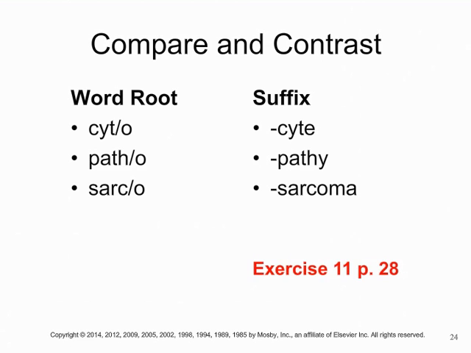Here I just want to draw your attention to word roots and suffixes that look very similar, and they mean the same thing for the most part. Cyto means cell, cyte means cell. Same thing with patho and pathy, they both mean disease. The only one that's slightly different is sarco means connective tissue, and sarcoma means a malignant tumor. So I kind of mentioned that on the last slide. We're going to find this throughout the textbook as well, where word roots and suffixes could mean the same thing. So it really just depends on what you need to combine it with in order to choose the right one.